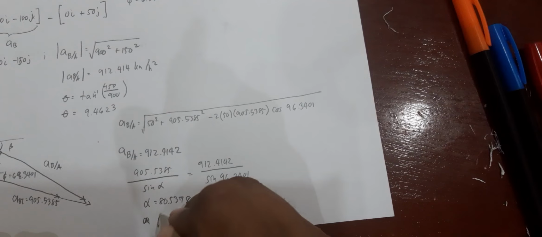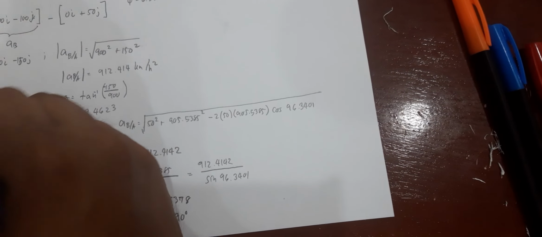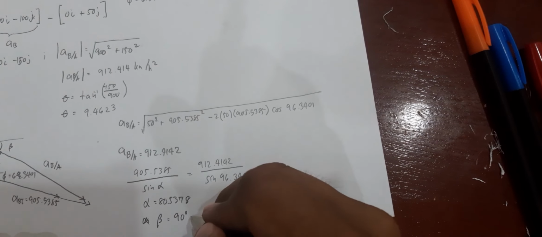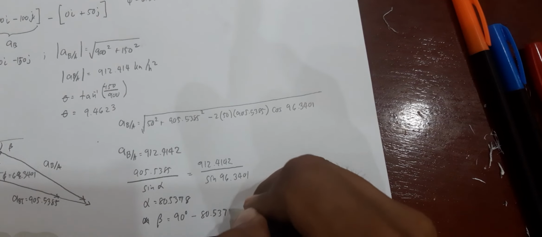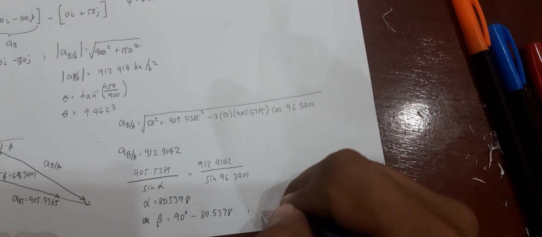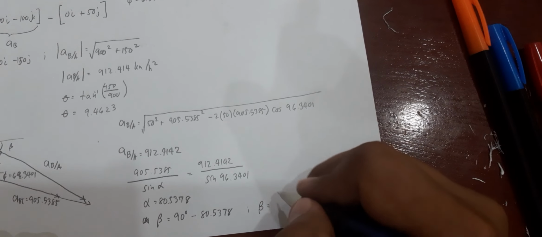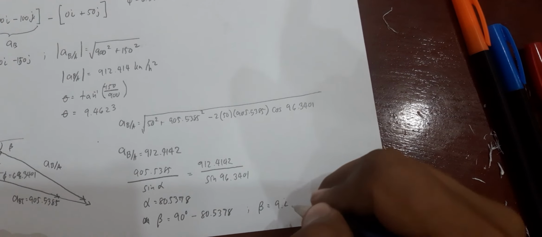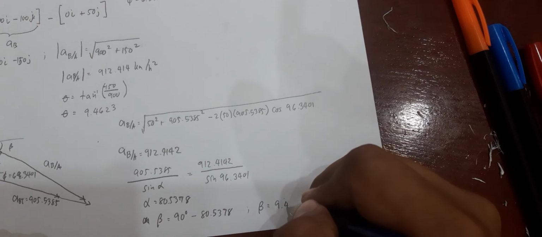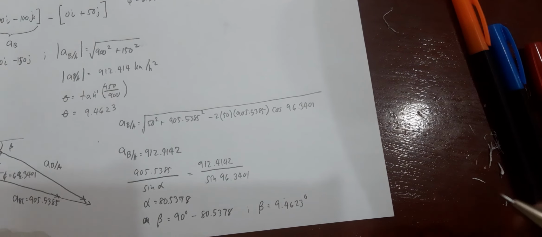Calculating for beta now, that would be equal to 90 degrees minus 80.5378. So with that, the direction of your acceleration is 9.4623 degrees. That ends my presentation, or that ends the video clip.